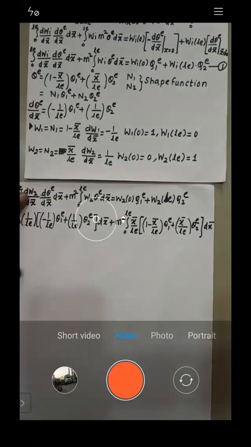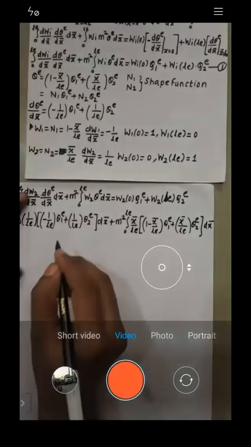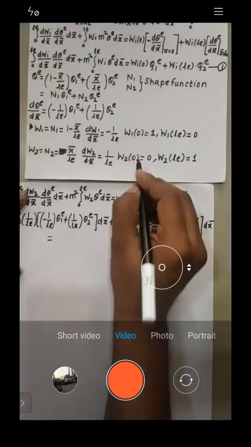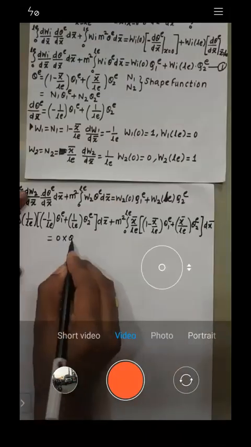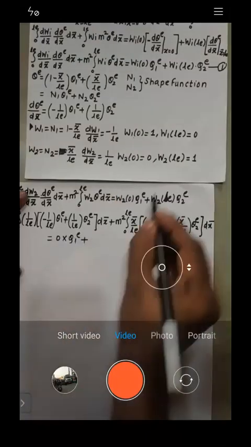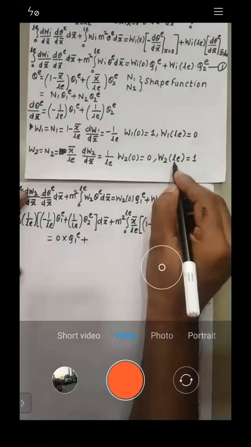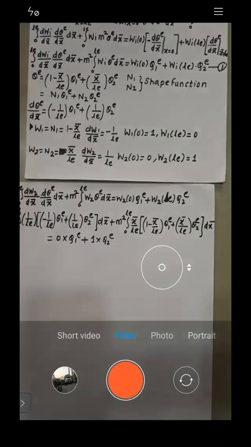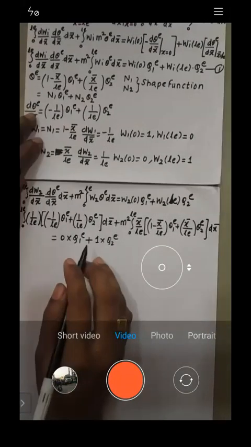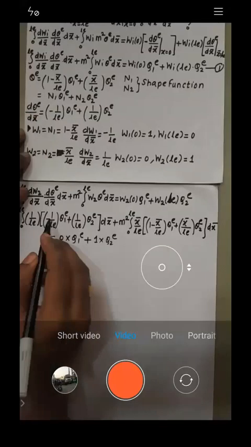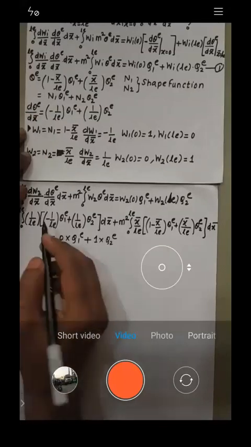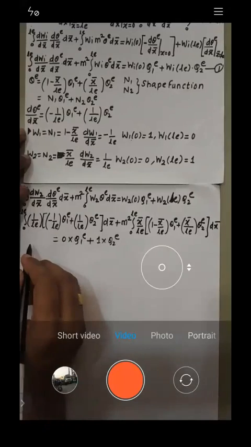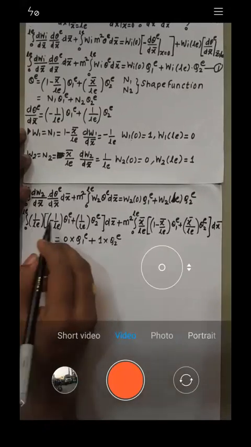Is equal to W2 when 0. W2 when 0, it's 0. So 0 into Q1E plus W2 when LE. So it is 1. So 1 into Q2E. Is it okay? Let me know. So from here, is it okay or not? Yes, sir. Correct. So from here, I will take 1 by LE common.